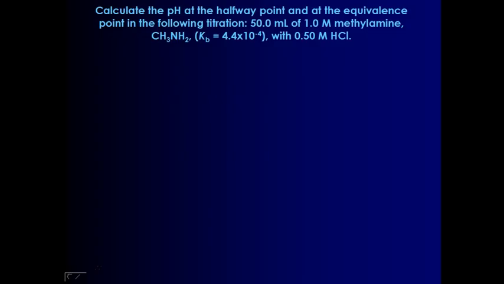This particular example is just asking you to do the calculations at the halfway point and the equivalence point. You have a weak base, you can see that because you're given that Kb value and it's got an amine group, NH2, and you're adding strong acid to it. At the halfway point, your pH is equal to your pKa, because you have equal amounts of that weak base and its conjugate acid.